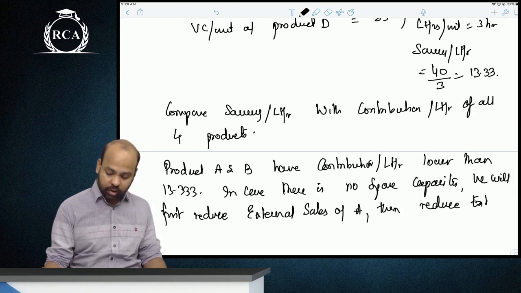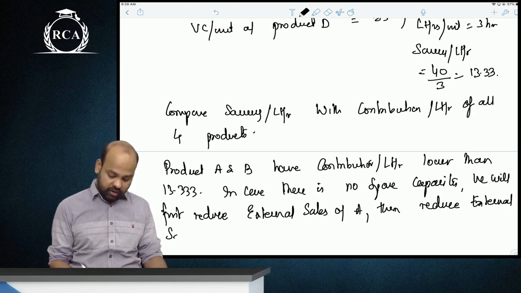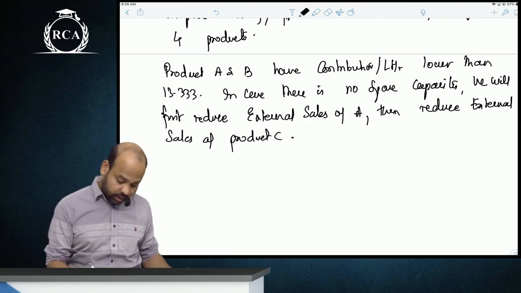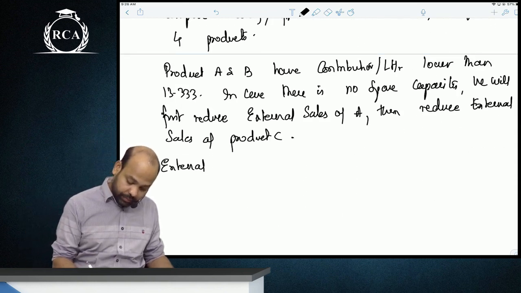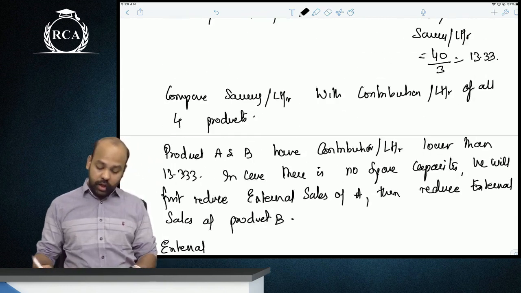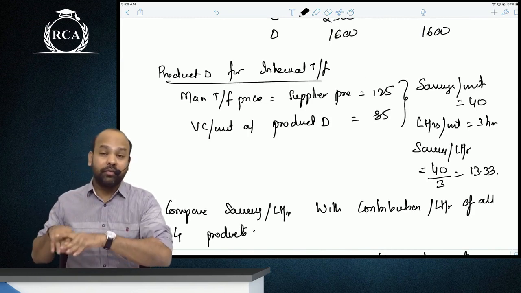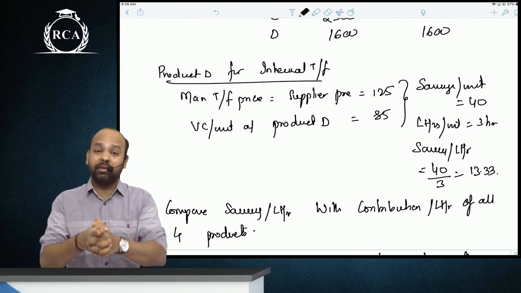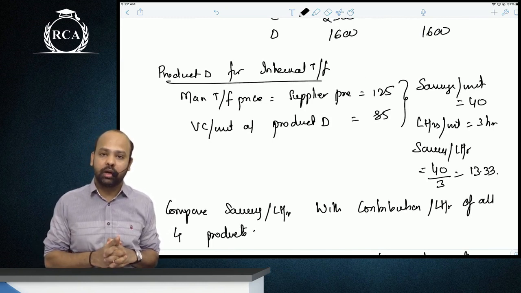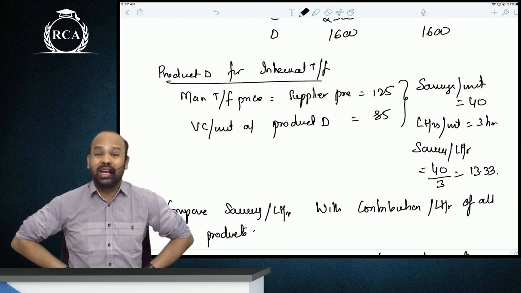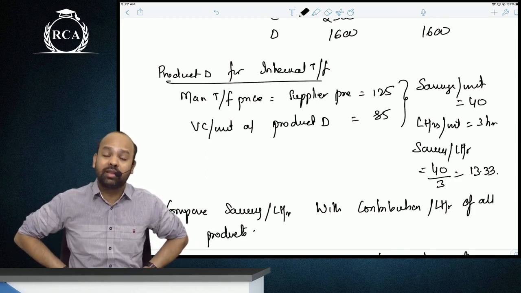Understand what I'm saying? Then reduce external sales of product B. Sir, but will you reduce external sales of product C and D? No, guys. If I transfer internally, look at it on the basis of maximum transfer price too: even if the other division is offering me 45 rupees, I will be saving 13.33 rupees per labor hour. Product A and B are giving us a contribution of less than 13.33.